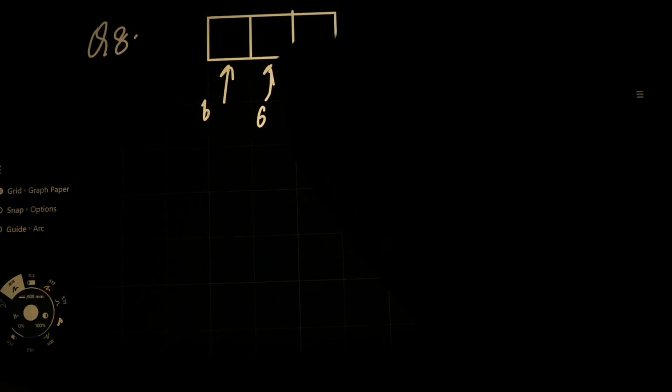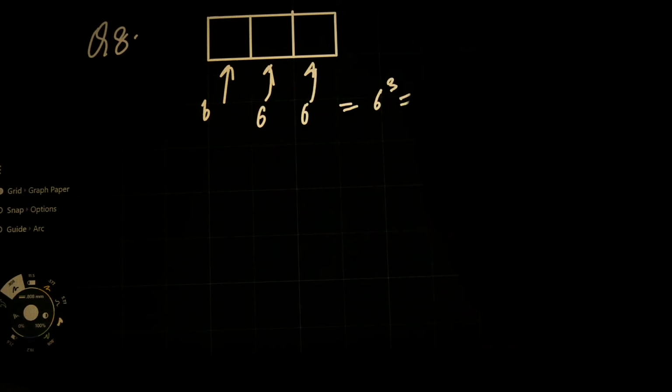In question number 8, a die is thrown 3 times. So if the die is thrown 3 times, what are the possibilities we have? First can be filled in 6 ways. Second can be filled in 6 ways. The third position can also be filled in 6 ways. So there is a total of 216 possibilities here.